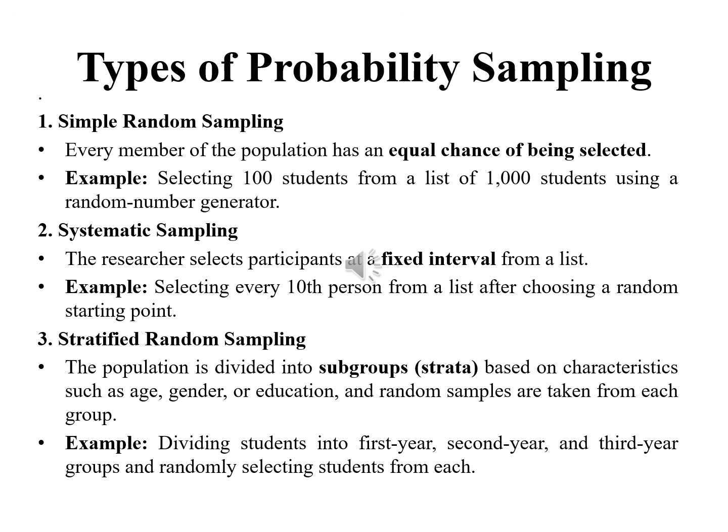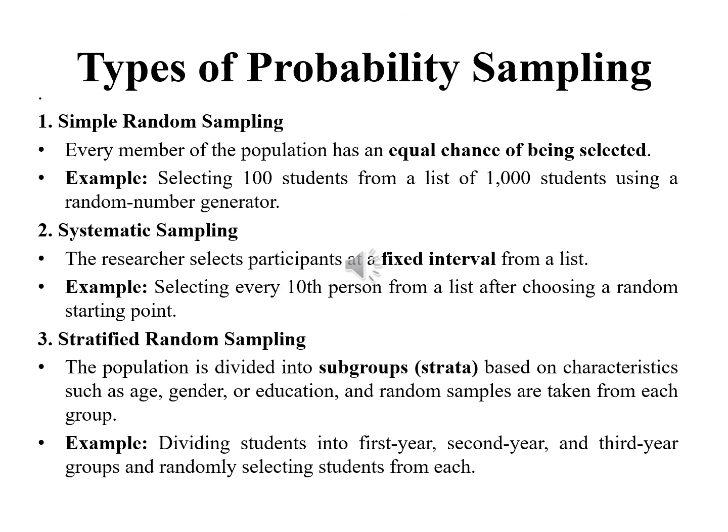Now we are having the types of probability sampling. The first is simple random sampling. Let's understand what simple random sampling is. Here, every member has an equal chance of being selected. As I have given you an example before, there are 1000 students and we need 100 students. So we will use a random number generator to select 100 students. Because of this, everyone gets an equal chance to be selected in the research.